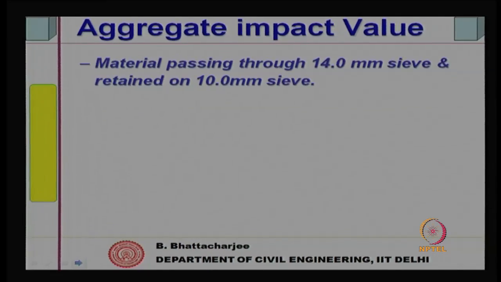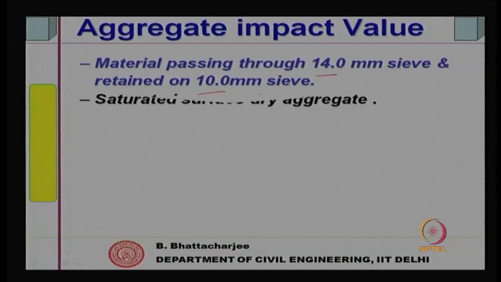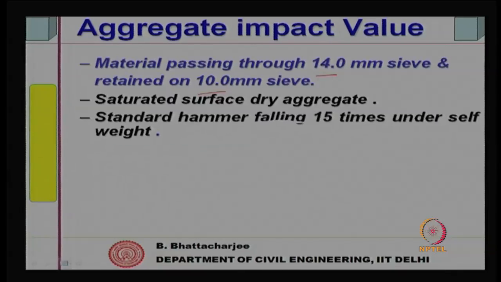Impact value is also measured on the same machine. You take material passing through a 14 millimeter sieve and retained on a 10 mm sieve, all in specified quantities. The aggregate should be in saturated surface dry condition, and the only difference is you have a standard hammer falling 15 times under self weight. The hammer is lifted up and down, so under self weight the hammer mass falls through a standard height 15 times, and then you find out the percentage passing through 2.36 mm.